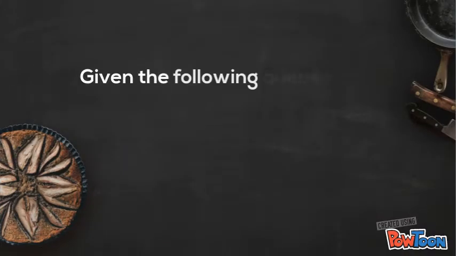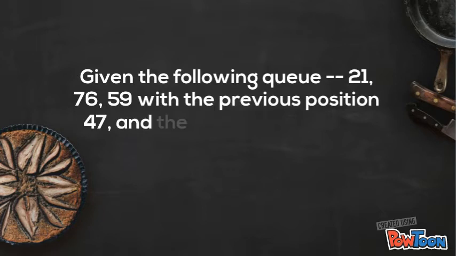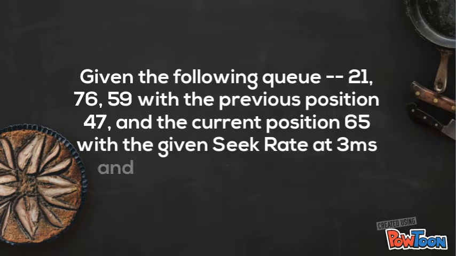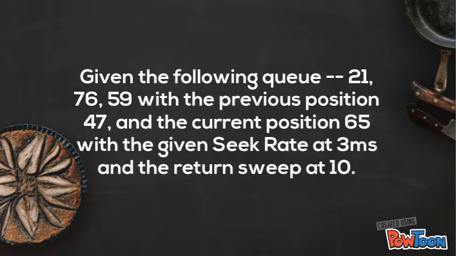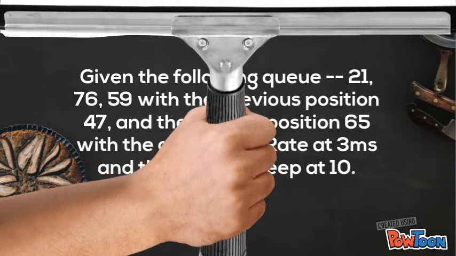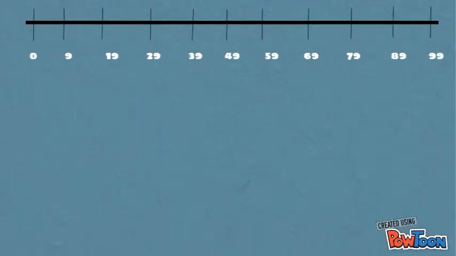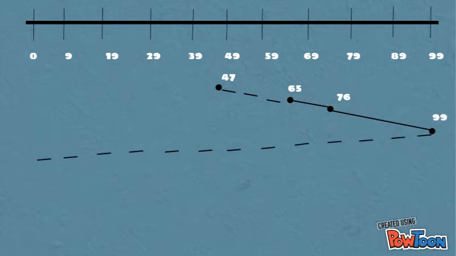Given the following queue, 21, 76, 59, with the previous position 47 and the current position 65, with a given seek rate of 3 milliseconds and the return sweep at 10. Circular scanning works just like the elevator to some extent. It begins its scan toward the nearest end and works its way all the way to the end of the system. Once it hits the bottom or top, it jumps to the other end and moves in the same direction. Keep in mind that a huge jump doesn't count as a head movement.